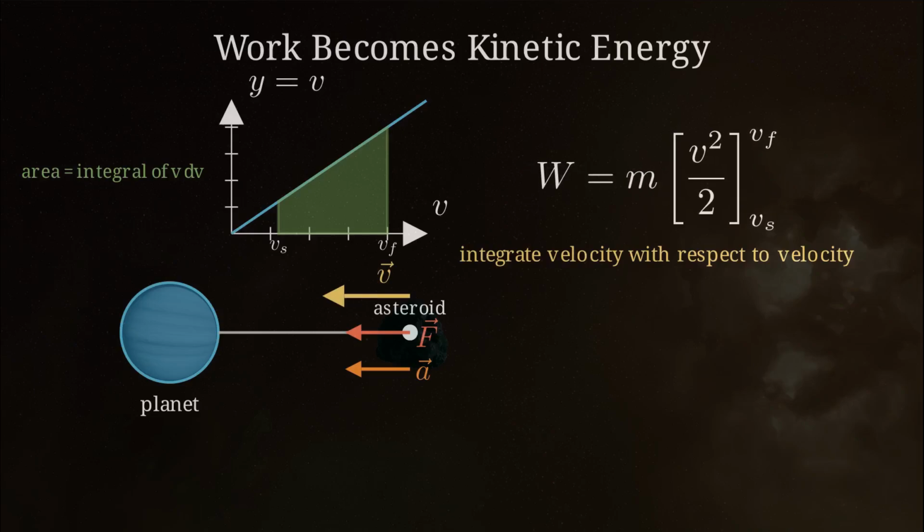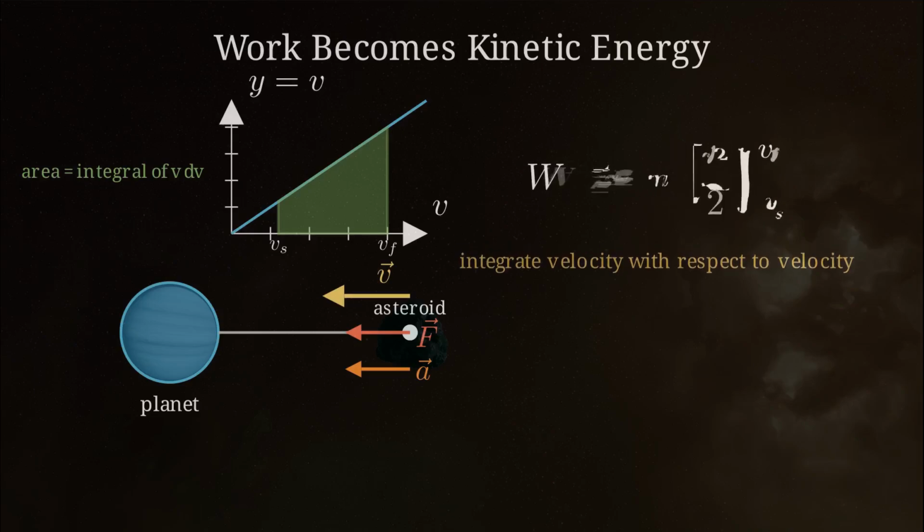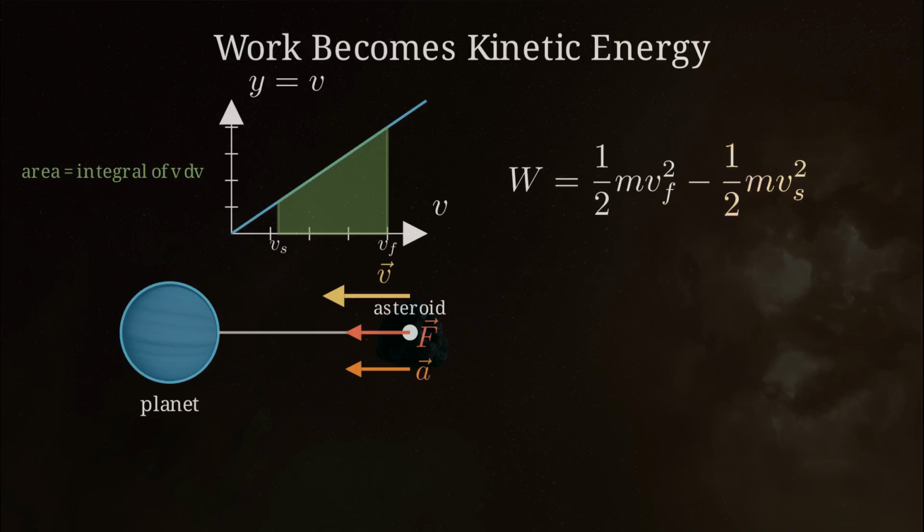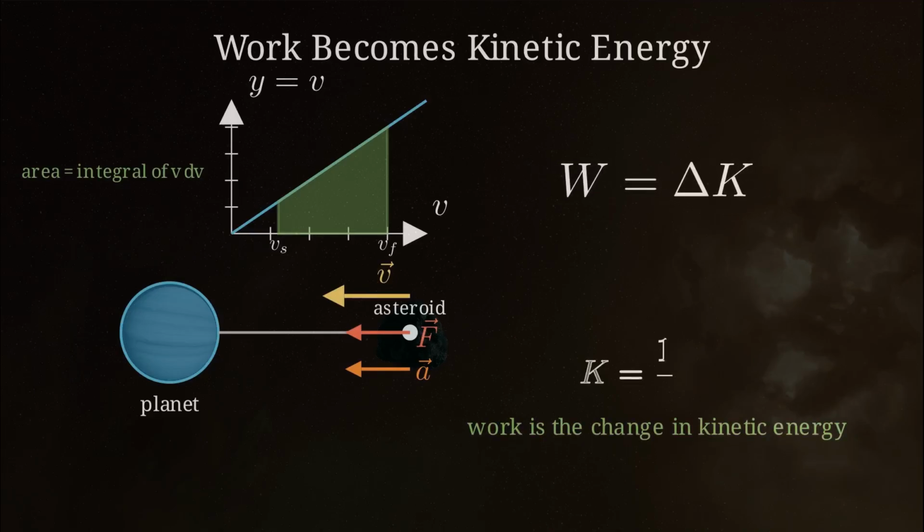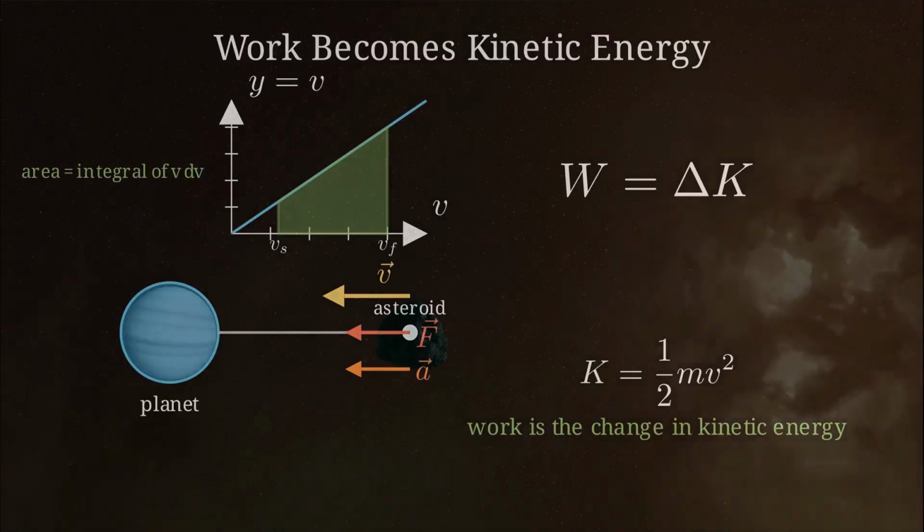Now this integral is simple. The integral of v dv is 1/2 v squared. So the work becomes 1/2 mass times final velocity squared minus 1/2 mass times starting velocity squared. This means work is the change in kinetic energy. So calculus gives us the formula for kinetic energy. Work transferred by force becomes motion stored as kinetic energy.